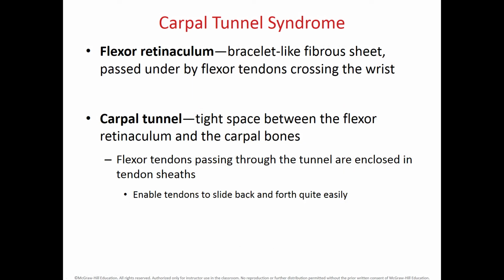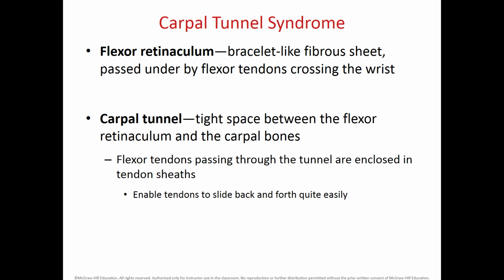Now, some of these muscles are embraced by the flexor retinaculum. So it looks like a bracelet because the fibers run horizontally. They are located within the wrist. And this will help the flexor tendons cross the wrist without any damage as we flex and extend our wrist.